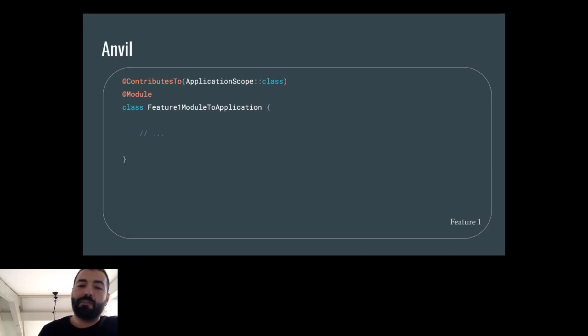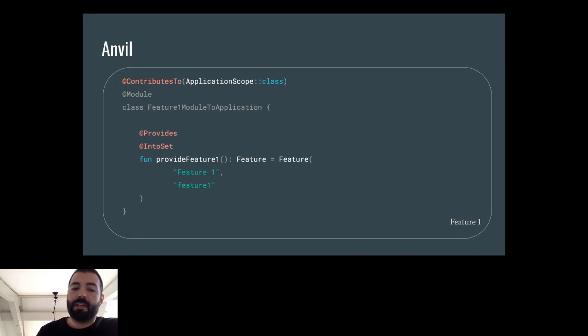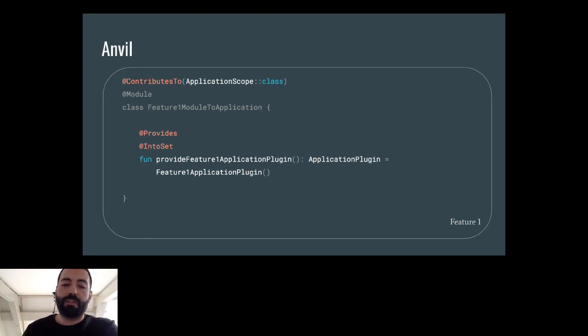I have the annotation again, contributes to application scope. And this means that this module will be used in the application scope key, basically. I provide a feature instance saying that, hey, this is feature one here, and this is my deep link host, so you can navigate to me. The second instance that I'm going to provide is an application plugin. I'm not going to show the code. You can see it in the repo if you're interested. It has some sort of initialization during the application onCreate that is required, and that's basically it.